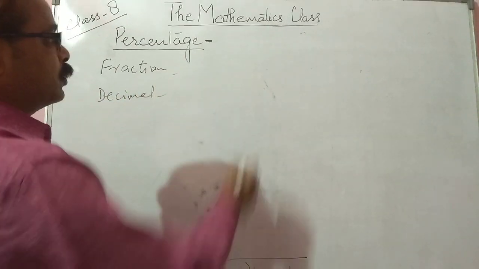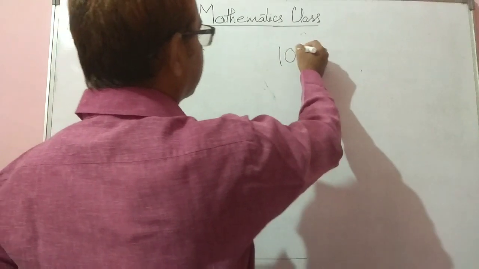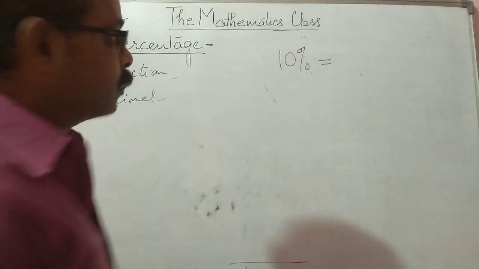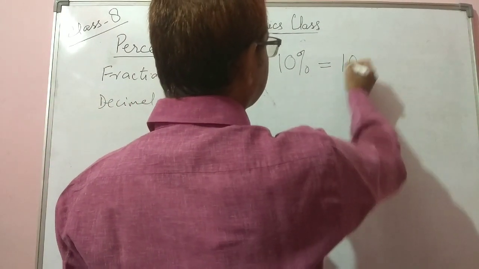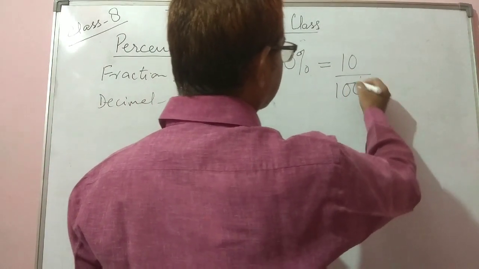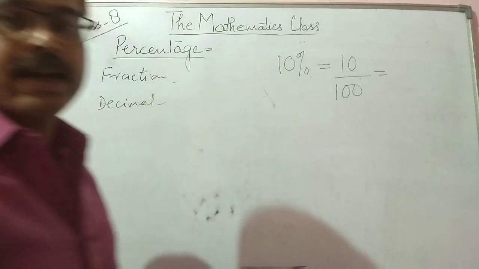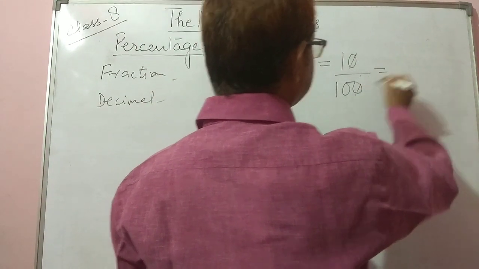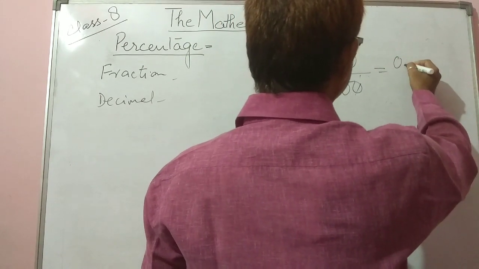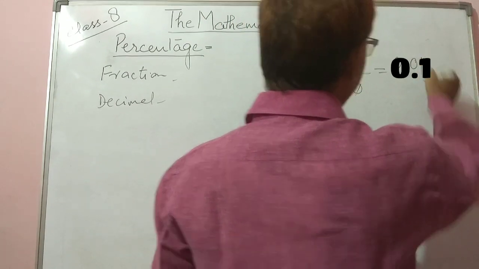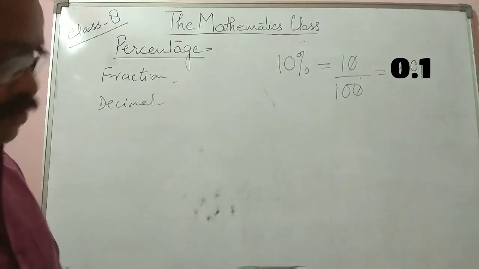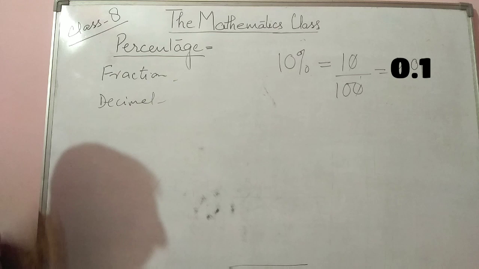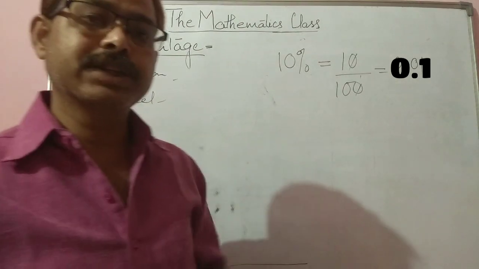Suppose just now we were talking about 10%. 10% can be converted into a fraction. How? We can say 10 upon 100. And 10 upon 100 can be converted to a decimal. It means 0 and 0 will cancel. It will be 0.01. It means percentage, fraction and decimal all are interchangeable.